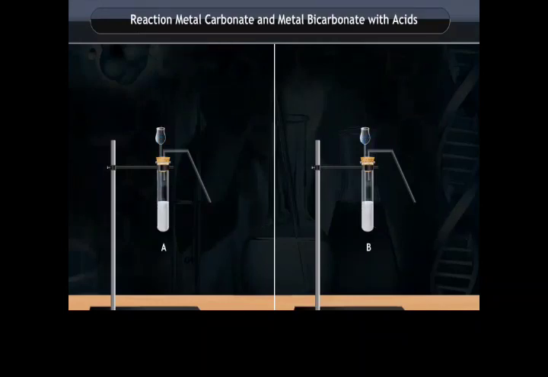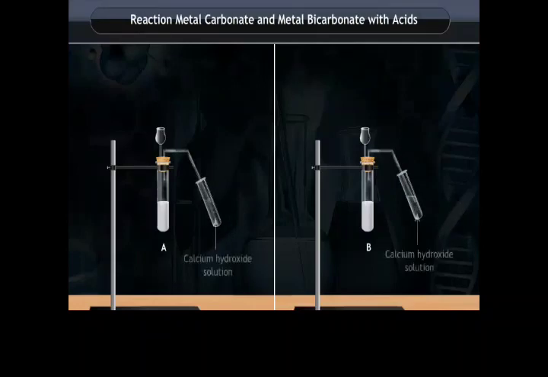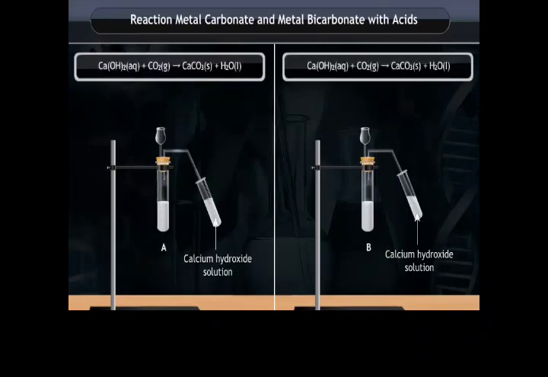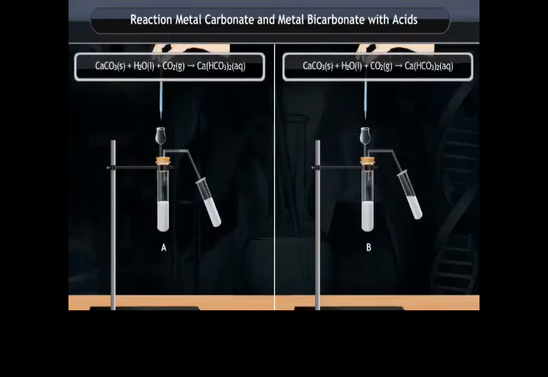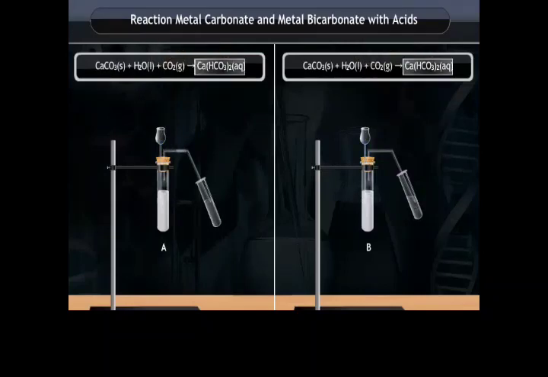What do you observe? You will observe that a gas is evolved with brisk effervescence. Pass the gas produced in each case through lime water, that is, calcium hydroxide solution. On passing the carbon dioxide gas evolved through lime water, it turns milky due to the formation of calcium carbonate. On passing excess carbon dioxide gas, calcium carbonate converts into calcium hydrogen carbonate, which is soluble in nature.